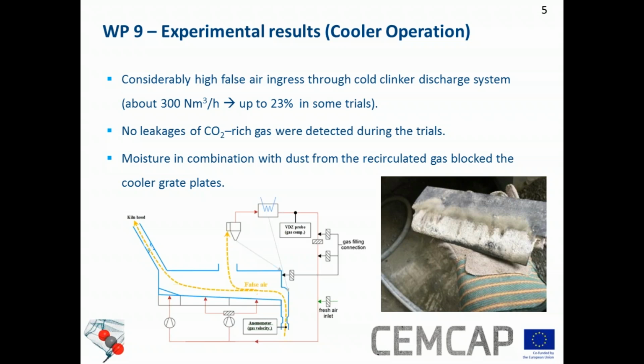Moisture in combination with dust from the recirculated gas blocked the cooler grate plates. You can see below on the right side a plate from the cooler, where you can also see a kind of fine dust that clogged the plate and afterwards blocked the cooler.